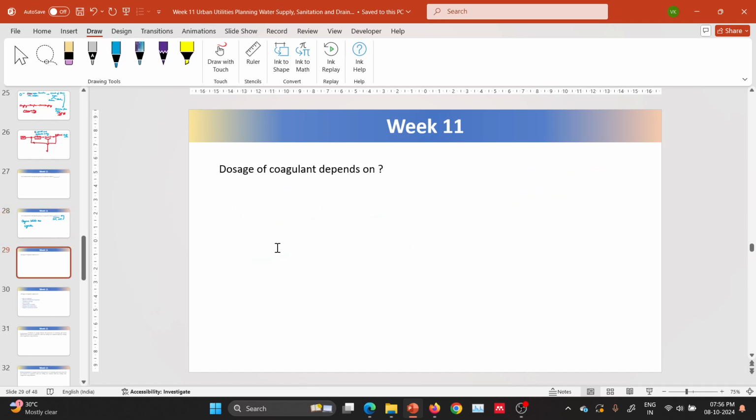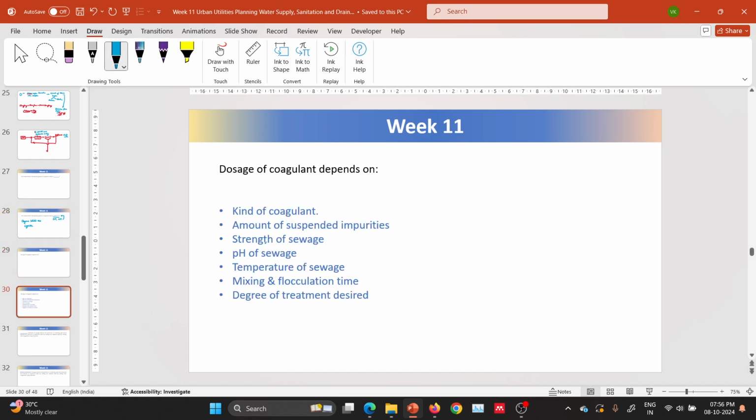Dose of coagulant depends on the kind of coagulant which we are using, and the amount of suspended impurities. What is the concentration of suspended impurity, strength of sewage, pH of the sewage, because coagulant dose sometimes requires alkalinity. So it depends on the pH of the sewage, temperature of the sewage, mixing and flocculation time, and degree of treatment desired, how much treatment we require. So the coagulant dose depends on these factors.